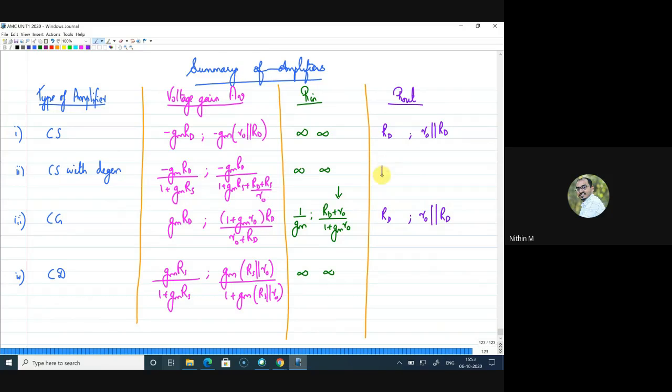Now for common source with Rs, I think this also you can remember. Without lambda, it is Rd. But with the lambda, the expression we found separately, R0 plus Rs plus Gm R0 into Rs, the whole thing in parallel to Rd, right? And finally for common drain, it is 1 by Gm parallel to Rs without lambda. With the lambda, it is 1 by Gm parallel to R0 parallel to Rs. So this is actually the summary of all the four amplifiers.